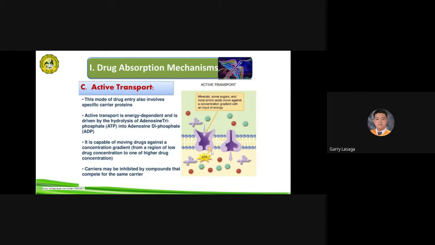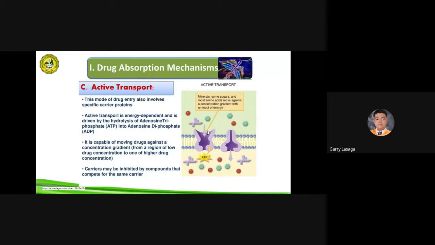Examples of molecules that are transported by way of active transport are minerals, sugars, and amino acids. They move against a concentration gradient, meaning from an area of lower to higher concentration, and this requires the presence of ATP. This is a type of carrier protein.